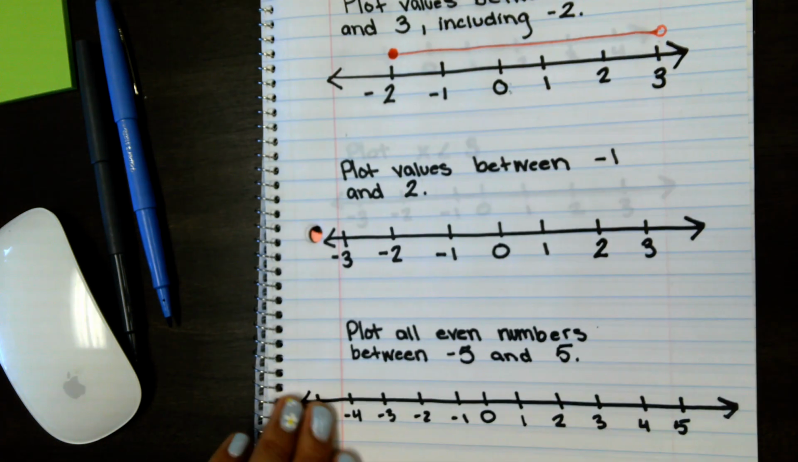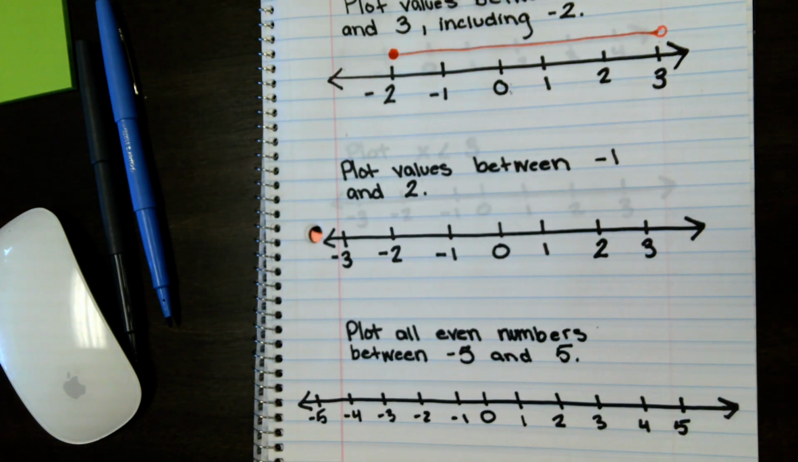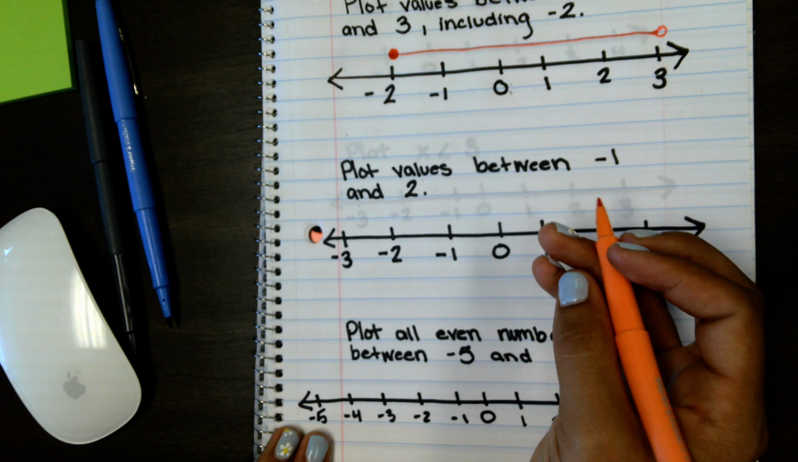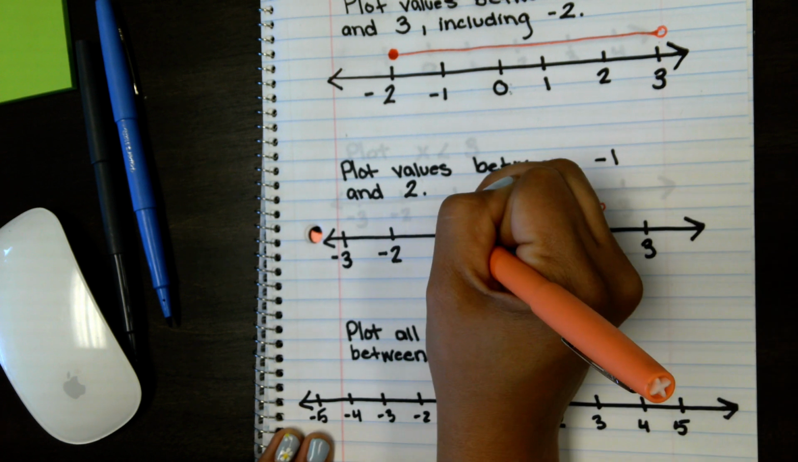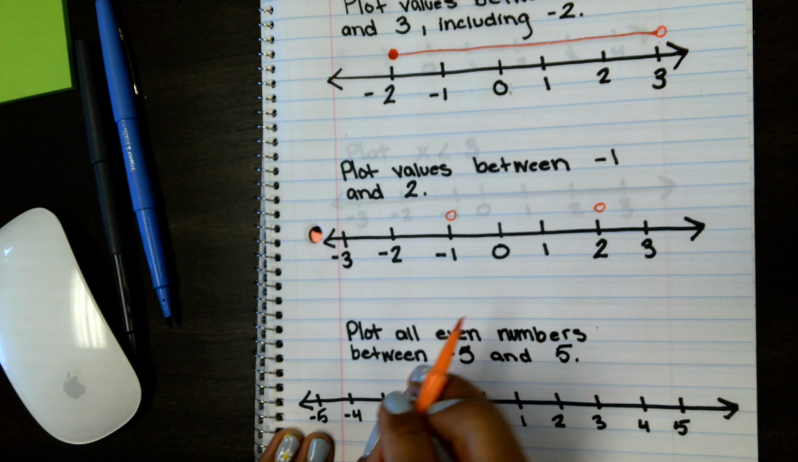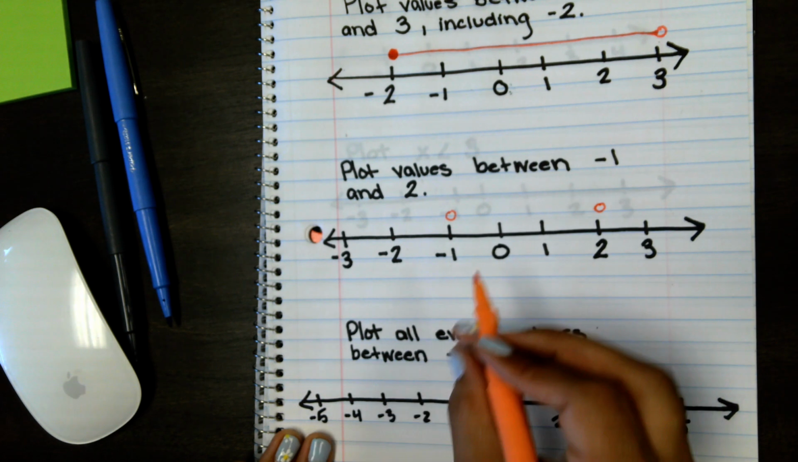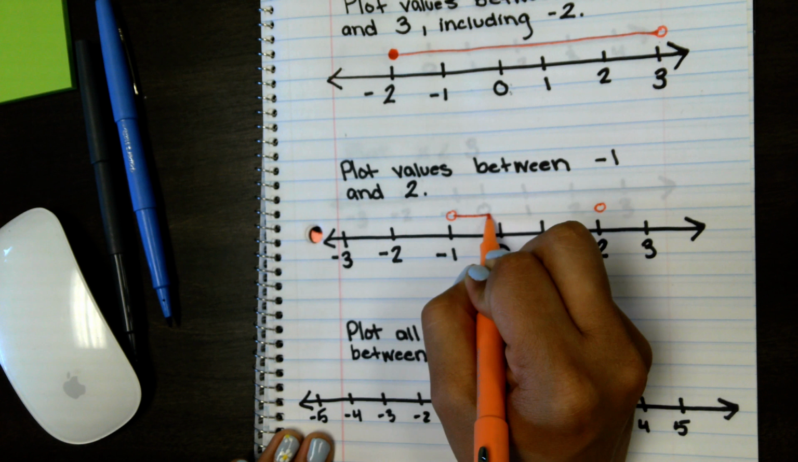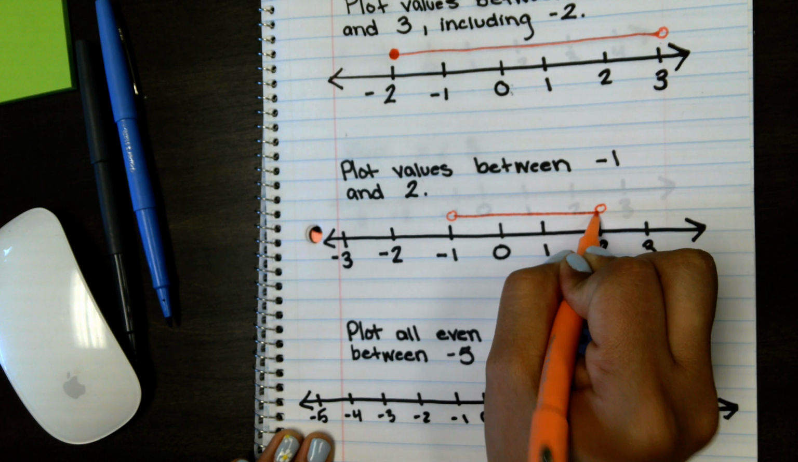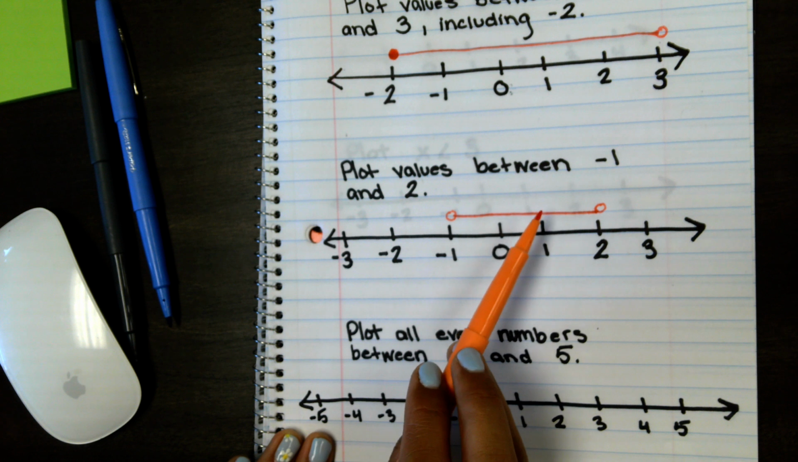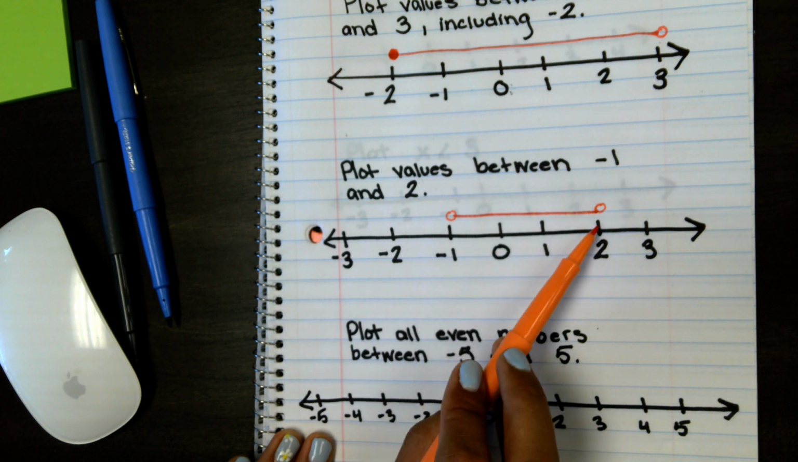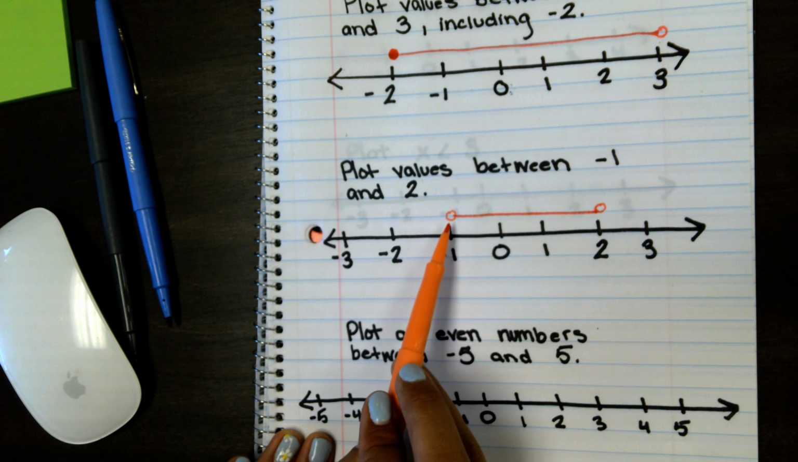The next one says plot the values between -1 and 2. Okay, so again, I'm going to start. Here we have 2, -1, drawing my open circles, and I'm plotting all the values in between them. So this line captures all of those values. Now, it doesn't say here to also include -1 or 2, so those are going to stay open circles.